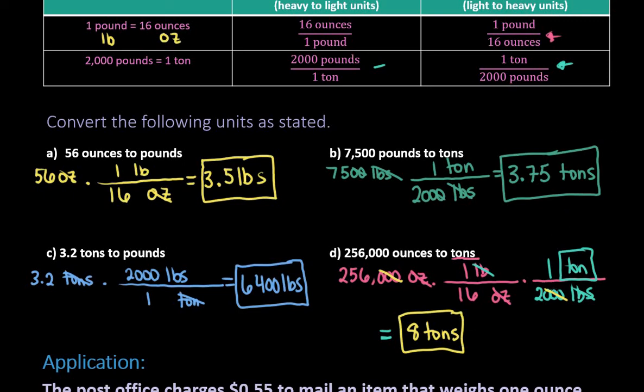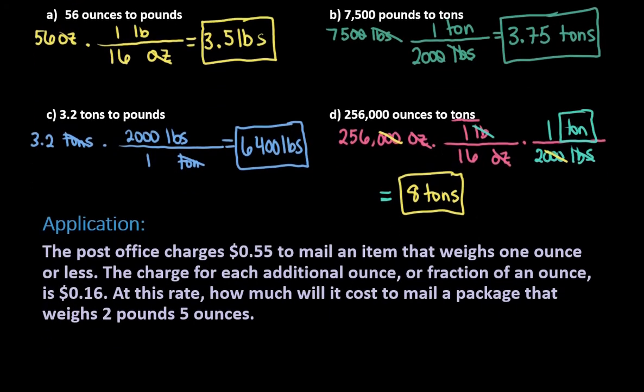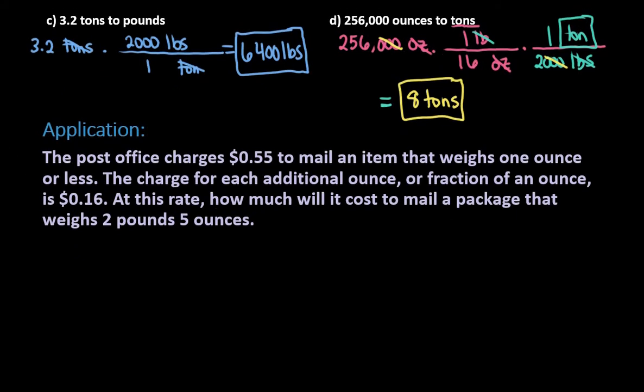All right, and then I just wanted to show an application of where you might have to convert something within a real world situation. Okay, so what we have here is the post office charges 55 cents to mail an item that weighs 1 ounce or less. So for the first ounce, they charge 55 cents. Okay, the charge for each additional ounce or fraction of an ounce is 16 cents.